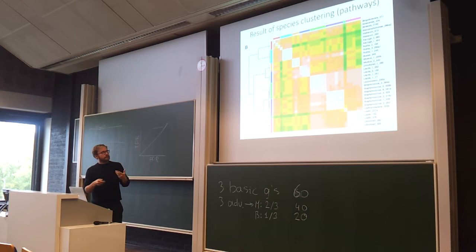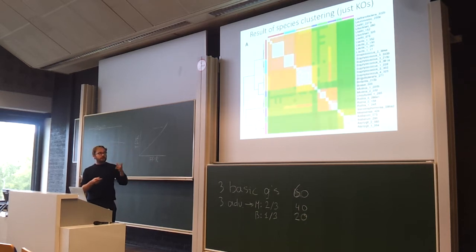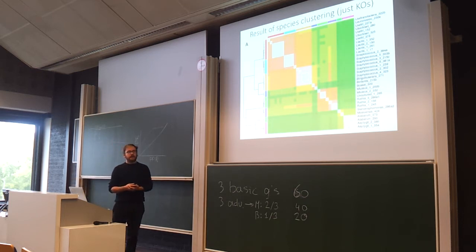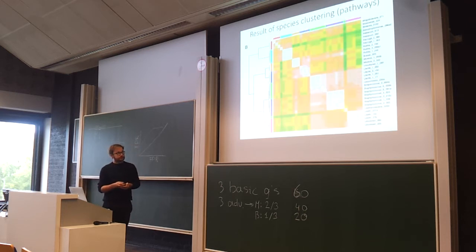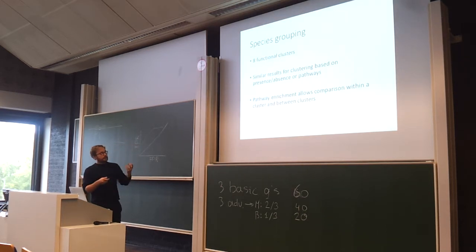But in general, it's also a nice outcome, so that you can just use that easy information of the KOs to find nice clustering. You don't need to do the pathway enrichment. But nevertheless, you do the pathway enrichment to get more understanding and to see what is different between these functional groups, because that's what we want to get at. So, get these functional clusters. Similar results for the 2 clustering approaches.